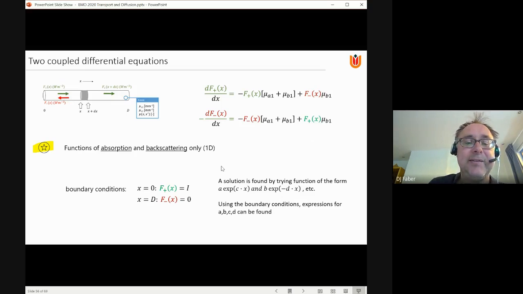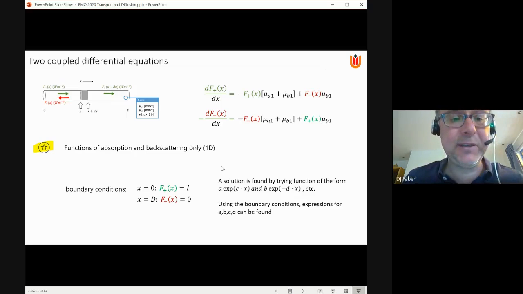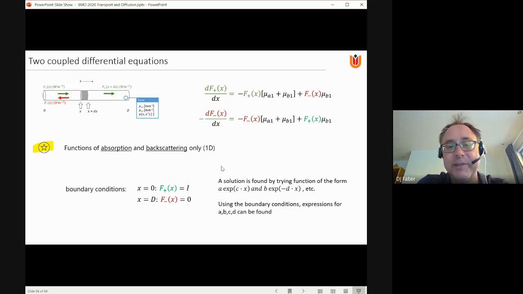Also, we know that there is only light coming in from the left-hand side. There's no light coming in from the right-hand side. So at the other end of the cylinder, at x is d, the flux in the negative direction is 0. There is no light coming in there. So we can use these boundary conditions.